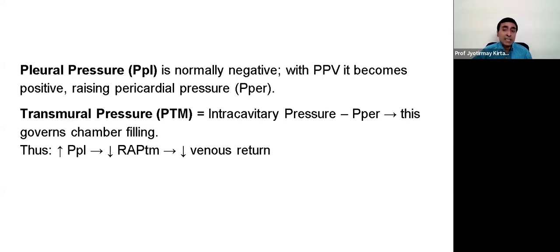So it's not just about the ventricular compliance, how it will be filled, but also the pleural pressure. So in mechanical ventilation, that is the exact mathematical reason why the venous return reduces: the juxtacardiac pressure, the pleural pressure, increases.